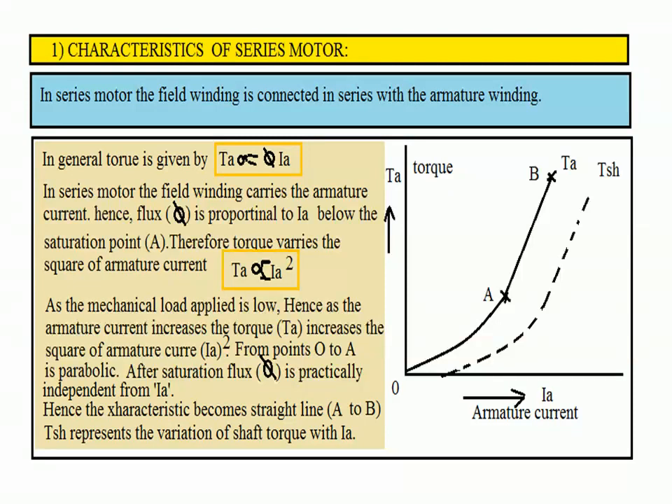After the saturation point, the flux is independent of the armature current. Hence, again the equation becomes torque is proportional to Ia. Now, this part of the graph is linear. It is observed from A to B. Similarly, we plot the graph of the torque developed at the shaft. It is known as shaft torque. It is slightly less than the armature torque, as shown in the figure.